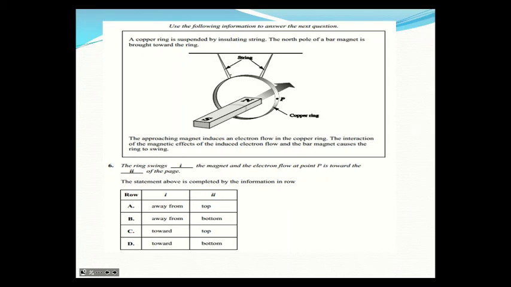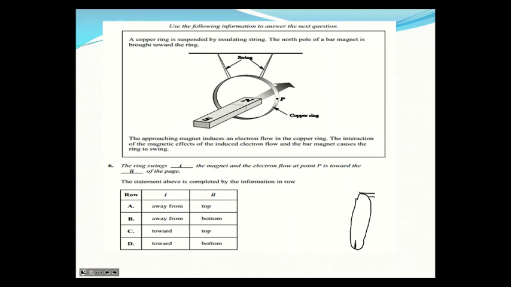So it says that you have a copper ring suspended by an insulating string, and a north pole is coming towards it. It's going through it. So the first thing I'm going to do with this is draw a different view. I don't know why my pen does that. It always skips up like that.